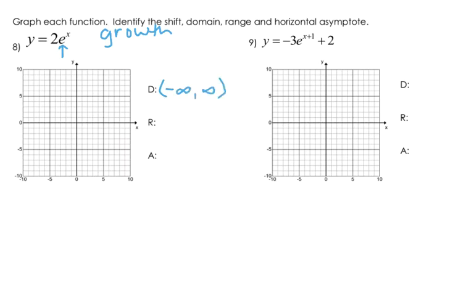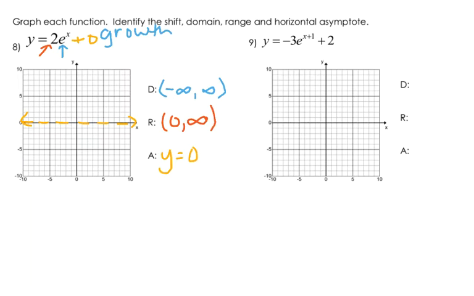Asymptote, I'm going to go there next. There's nothing added, so it's going to be y equals 0. Go ahead and graph that. My range, I'm going to look at my a value. My a value is positive, which means that my graph will be above the asymptote. So it'll get close to 0 and then go up forever.